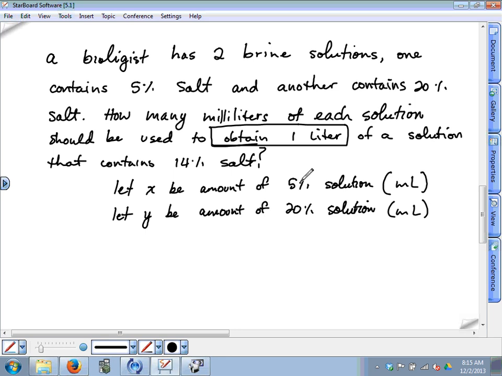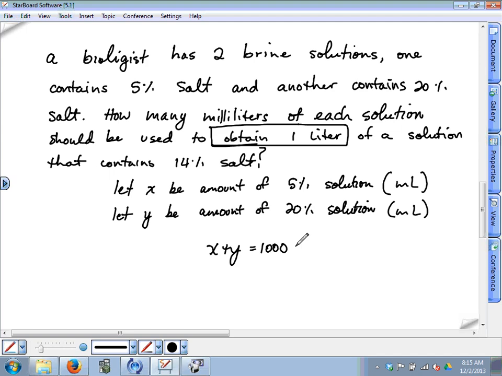If X is the amount of the 5% solution and Y is the amount of the 20% solution, we know how much it's supposed to be together. It's supposed to be 1,000 milliliters. So X plus Y is equal to 1,000. Well, there's one equation. The other one must equal 14%.